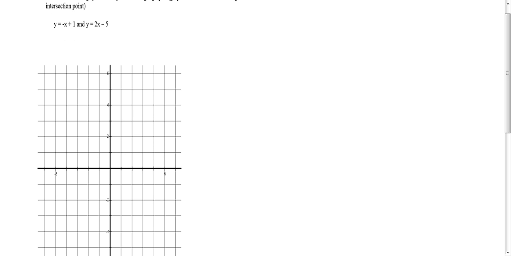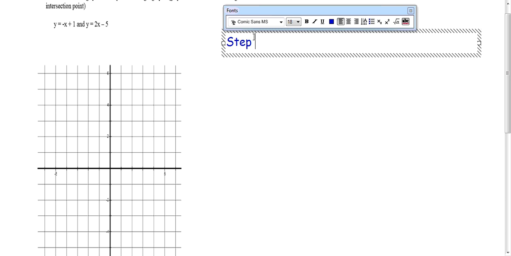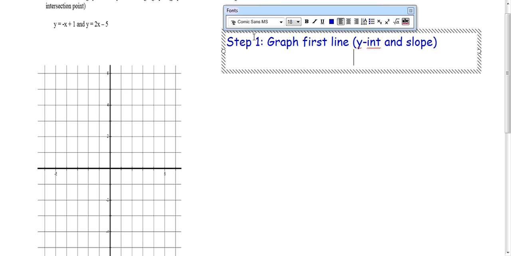So again, step 1, graph your first line. And you need, again, your y-intercept. Actually, let me do this. We're going to graph y equals the opposite of x plus 1. So that means our y-intercept is going to be 0, 1.